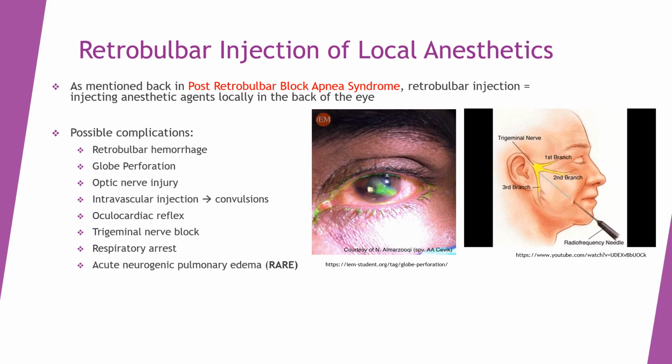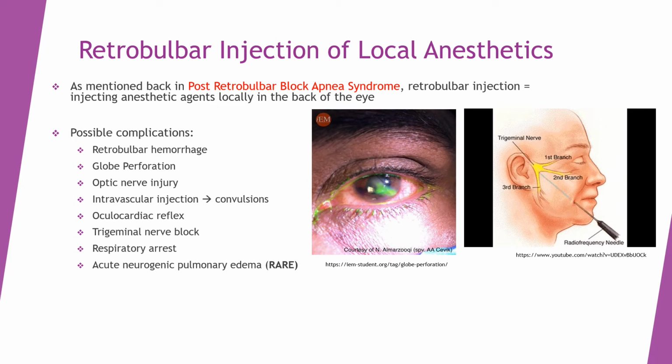This can include retrobulbar hemorrhages, globe perforation in extreme cases, optic nerve injury, as we've seen before, you can accidentally go through the nerve sheath, intravascular injections, and if you do accidentally inject in a blood vessel, there will be immediate convulsions by the patient. Ocular cardiac reflex, where the stimulation of the eye, for example, you might be pushing on the eye to get to the back of the eye. This can cause sudden bradycardia.